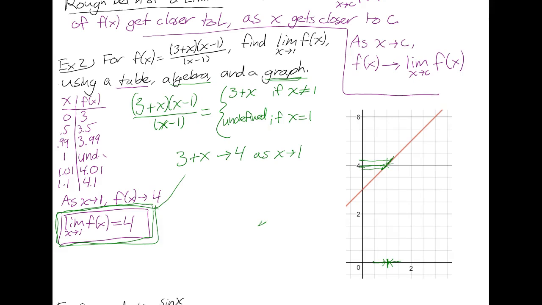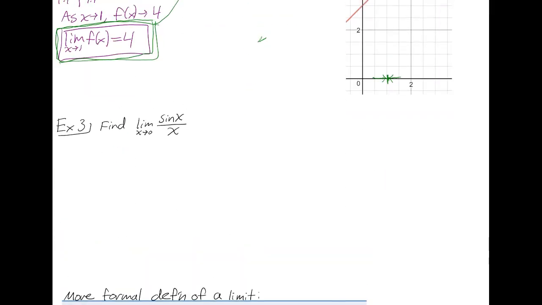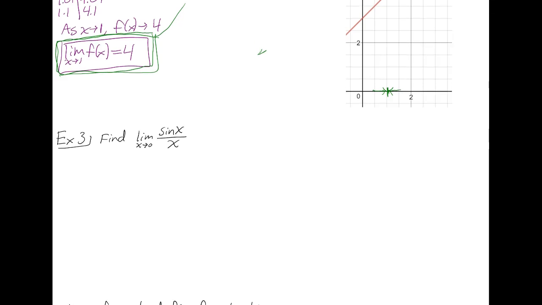All right, so let's look at another kind of weird function here, sine of x over x. Again, if you plug in 0, sine of 0 is equal to 0, and 0 divided by 0 is undefined. So what do we do? You could make a table, but instead I'm going to look at a graph again.